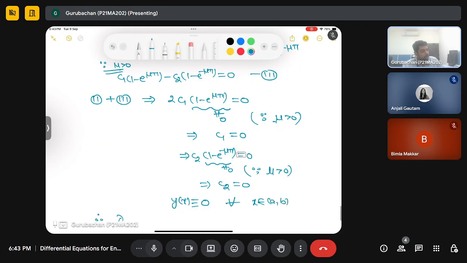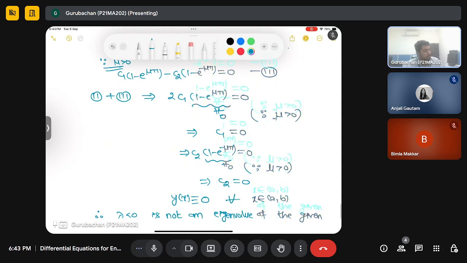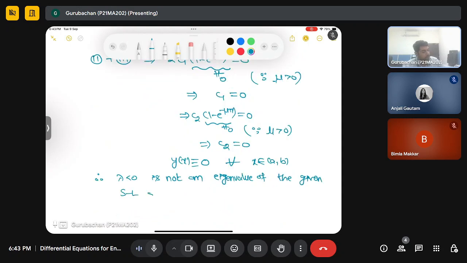Therefore, lambda less than 0 is not an eigenvalue, sorry, not an eigenvalue of the given SL system. Okay. Now we are left with the only one case, that is lambda greater than 0.